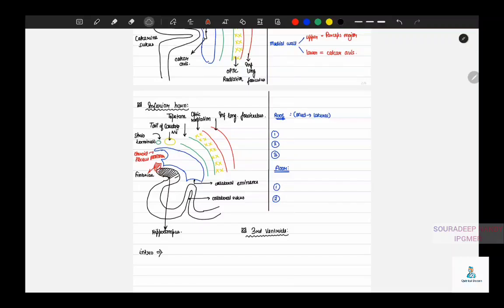So now let us write the boundaries here. The roof from medial to lateral is formed by stria terminalis, tail of caudate nucleus and tapetum. Also the lateral wall is formed by the tapetum. Now the floor, from medial to lateral, is formed by the hippocampus and collateral eminence.